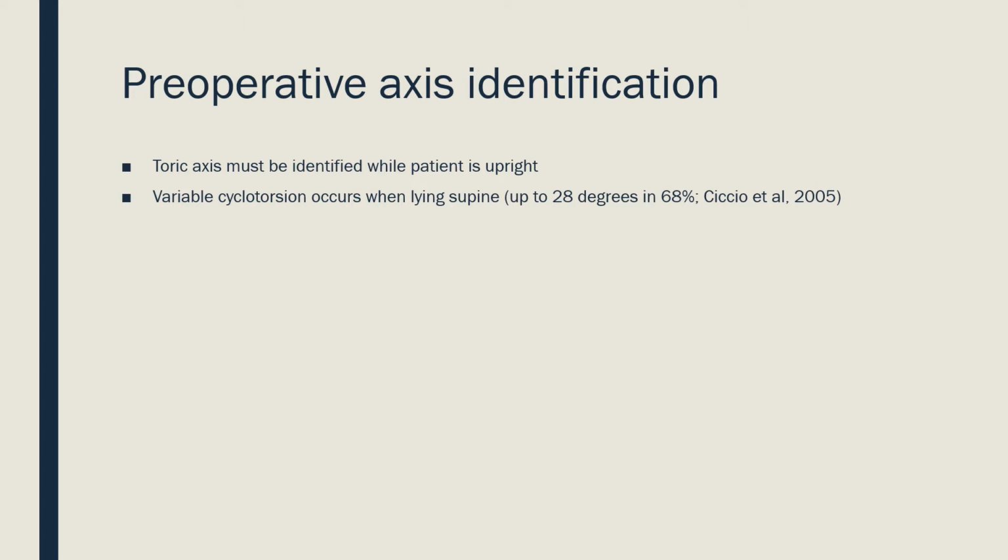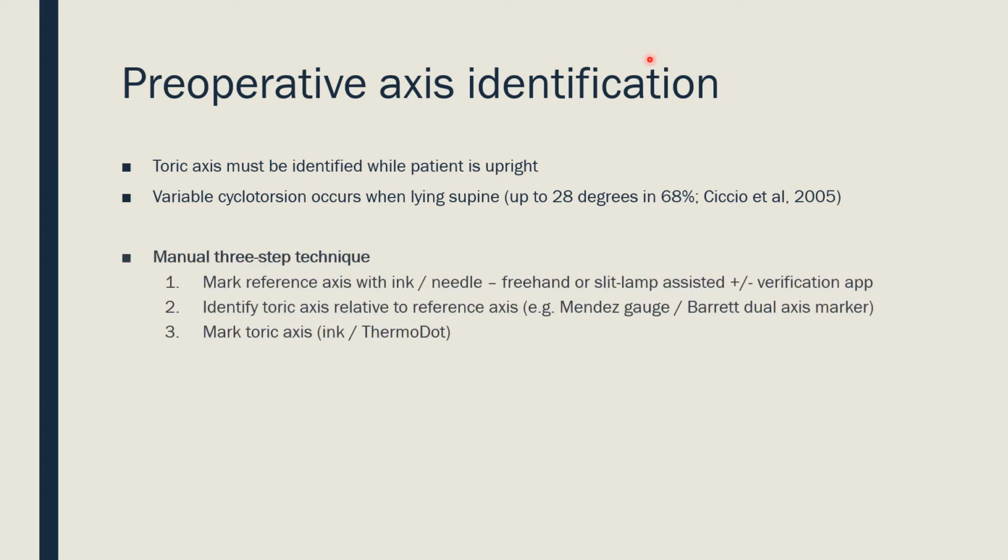Now, there are as many toric marking techniques as there are toric surgeons, so this is one aspect where it's not a bad idea to experiment with different options and find one that suits you and your practice environment the best. One of the more common options is a 3-step method whereby ink or a needle is used to mark the limbus at 0 and 180 degrees, and this can then be verified, if you like, with various apps that are available on smartphones, such as the Spirit Level or the Toricam from Graham Barrett.